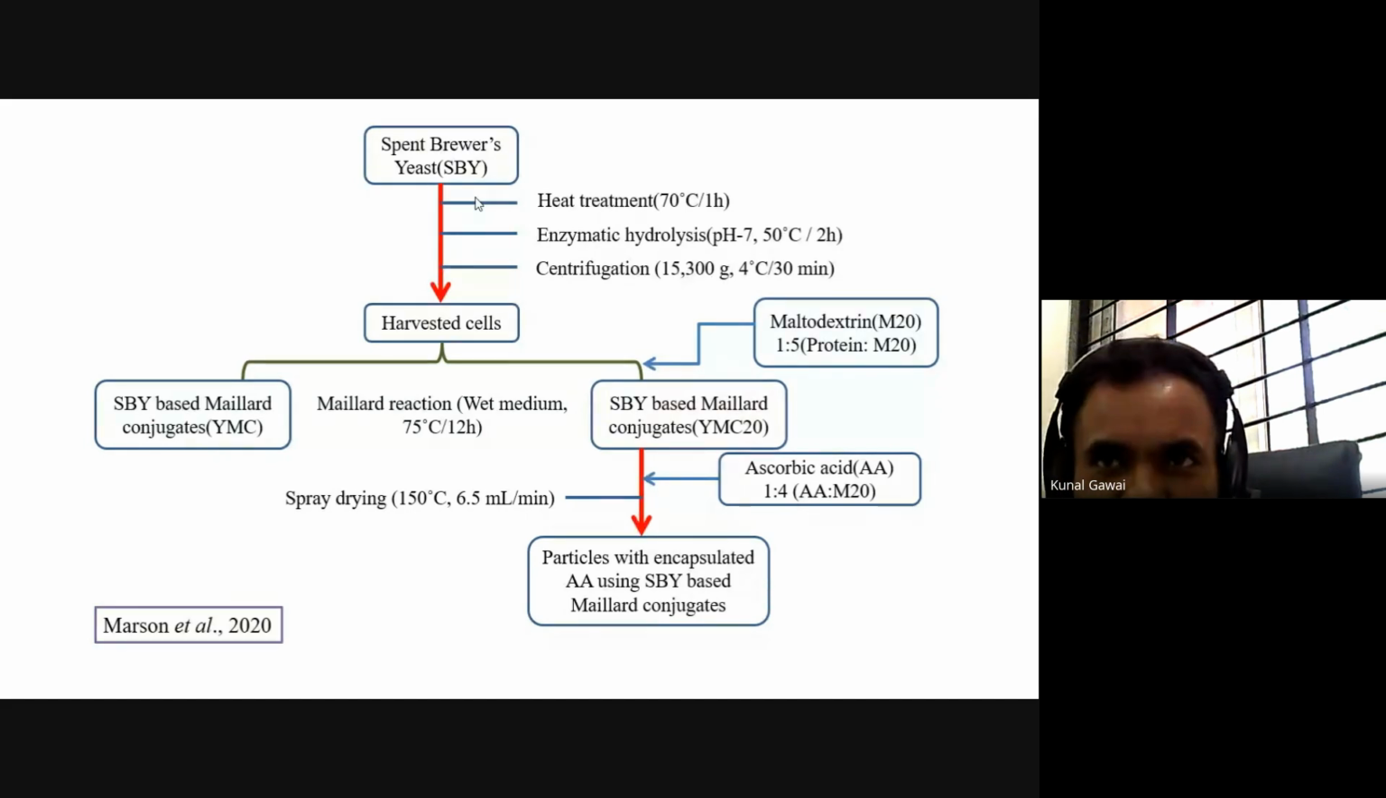These yeast cells they tried to prepare different conjugates based on the addition of maltodextrin and protein, and they again added ascorbic acid before spray drying, and such encapsulates were used in different fortification products. Particles with encapsulated ascorbic acid using this SYB, or yeast based Maillard conjugates.